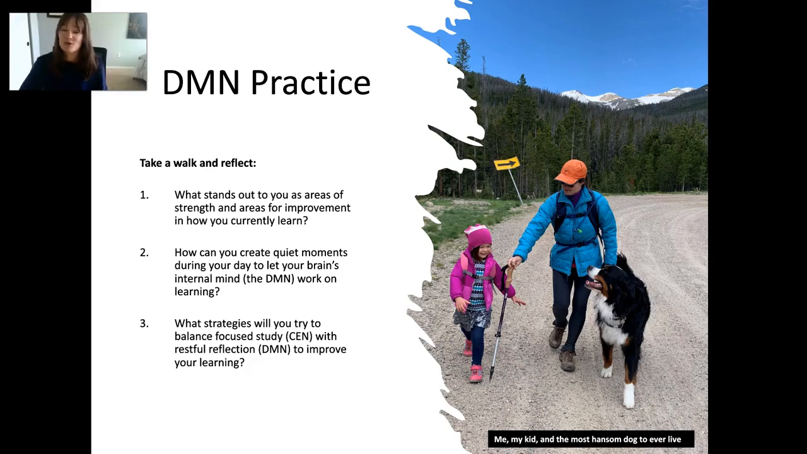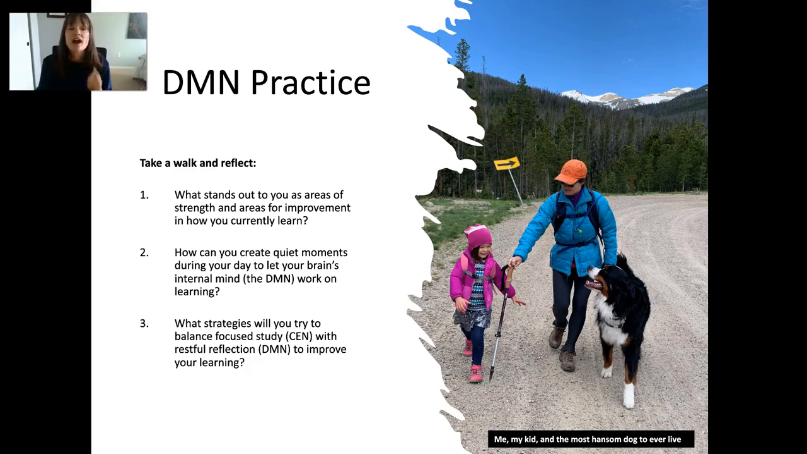So let's practice what we just learned about. You've had about 8 minutes of focus here. So go take a walk and reflect. Come up with any ideas. You can let your mind just wander, however feels best to you. If you are going to think about what you learned here, here's some prompts that might be helpful. What stands out to you as areas where you're strong? What are some areas where you know you could improve? How can you create quiet moments throughout the day to let your brain wander, to kick in that internal dialogue of the default mode network that you now know is important? What strategies can you do to balance the focus with your restful reflection?